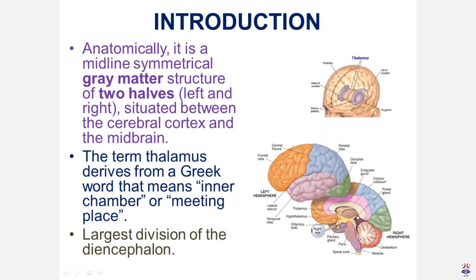First, introduction of the thalamus. Anatomically, this is a midline symmetrical gray matter which has two halves, right and left, and it is situated between the cerebral cortex and the midbrain. Here is the cerebral cortex, this is the midbrain, and this is the thalamus. The term thalamus derives from the Greek word which means inner chamber or meeting place. It is the largest division of the diencephalon.